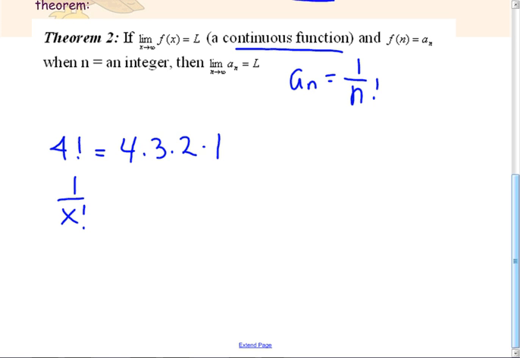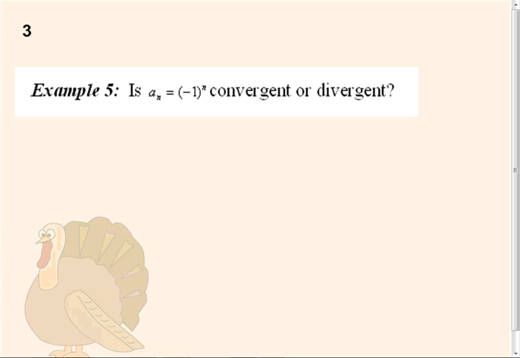Actually, you can just make the list there. But when I add them up, the question is going to be, you know, there'll be a question there. Example 5. Is that sequence convergent or divergent?